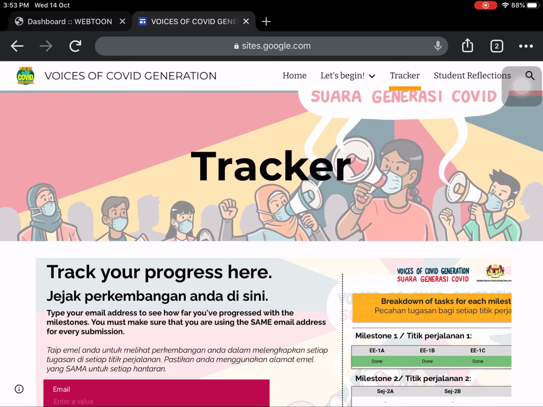Why I'm putting both of the milestones together is because milestone 4 is actually quite short and you can complete it quite quickly compared to milestone 5.